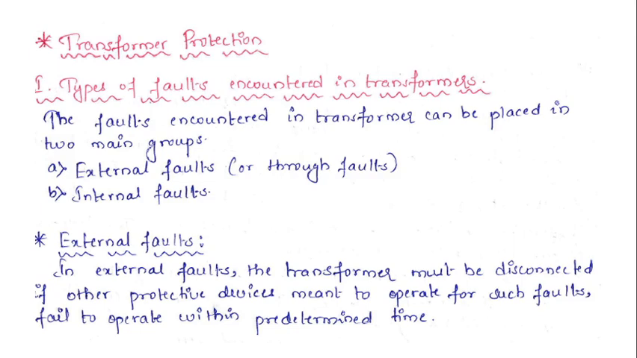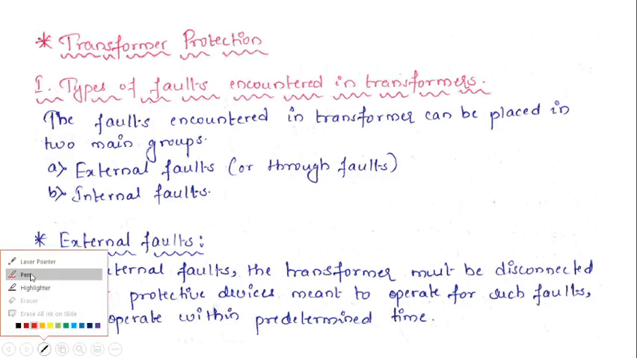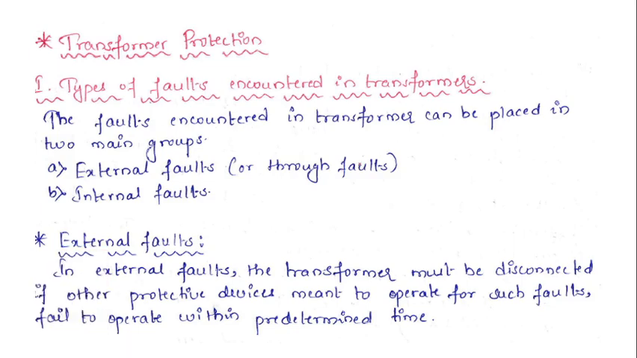First let us discuss the different types of faults that occur in the transformer. Types of faults encountered in the transformer: the faults can be placed in two main groups. One is external faults, also called through faults, and the second is internal faults. Depending upon the location where the fault has occurred, they are classified as external faults as well as internal faults.